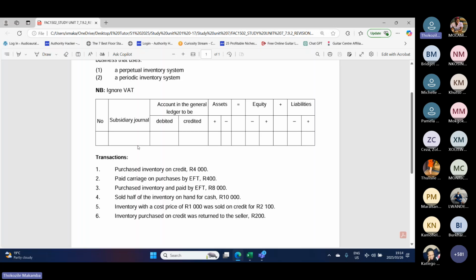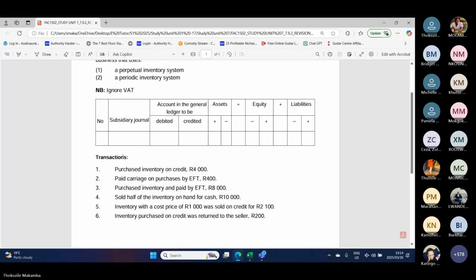So that means we need to know our distinctions. We need to know that on the perpetual, we're going to have an inventory line item as well as cost of sales. But on the periodic, we're not going to have inventory and cost of sales. We're going to have purchases and related accounts, and it's all going to go to the expenses.